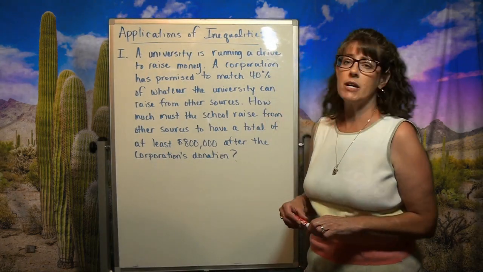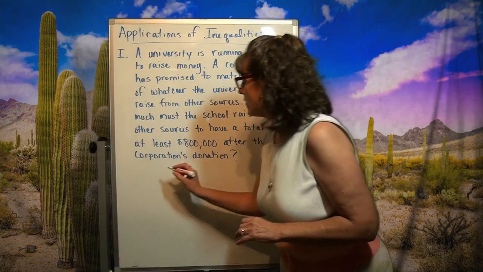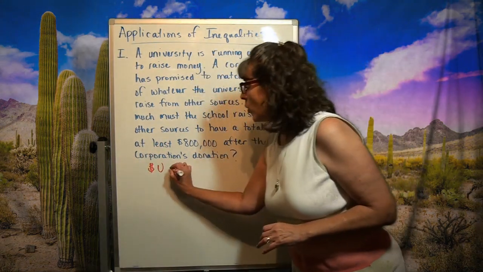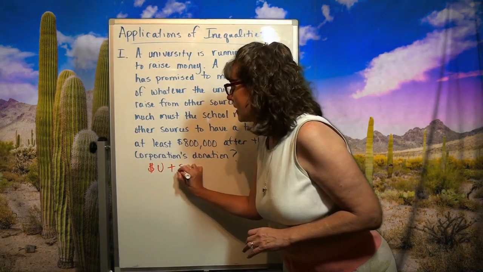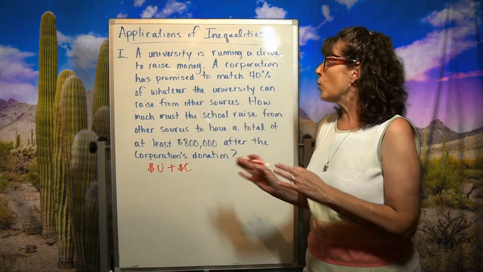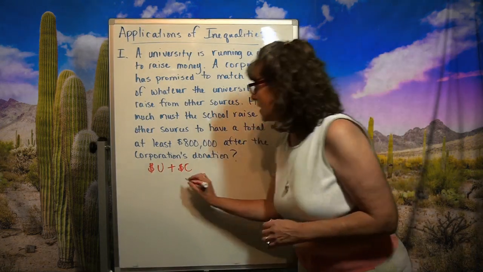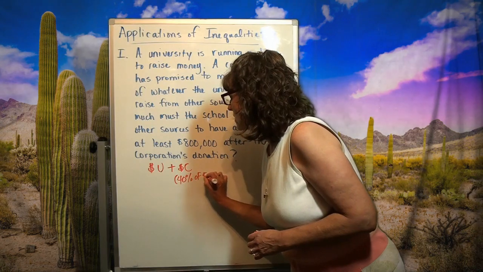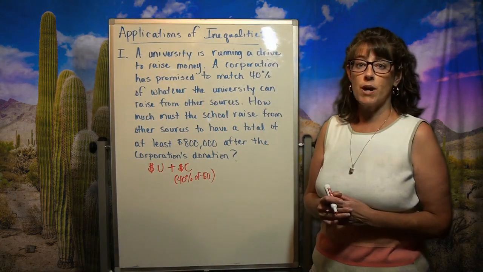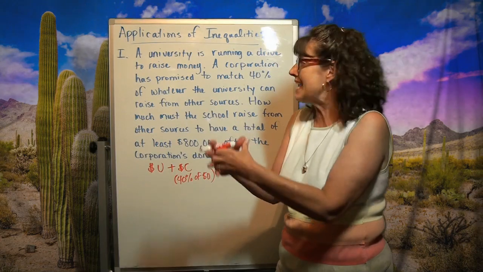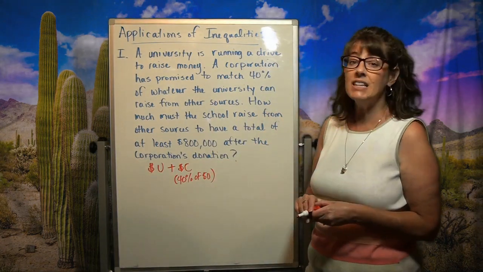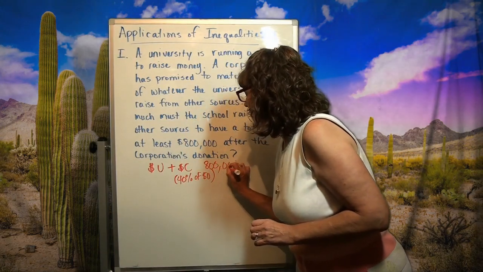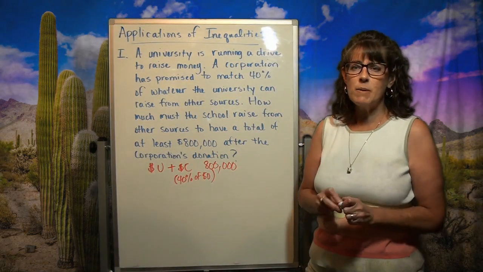And what we know is happening here is we are going to raise some money. The university is going to raise some money. And then a corporation is going to add to that some money. And what the corporation is going to add is 40% of what the university raised. 40% of the university's money. That's what the corporation is going to raise. And we put those two together, what it's telling us is we want to have at least $800,000. At least $800,000.